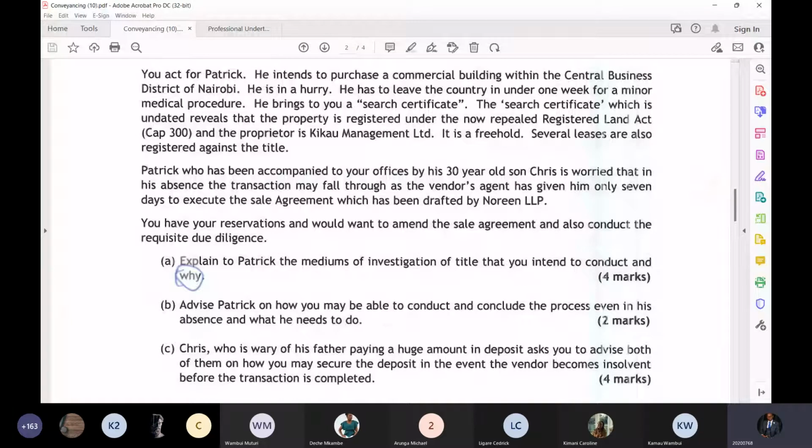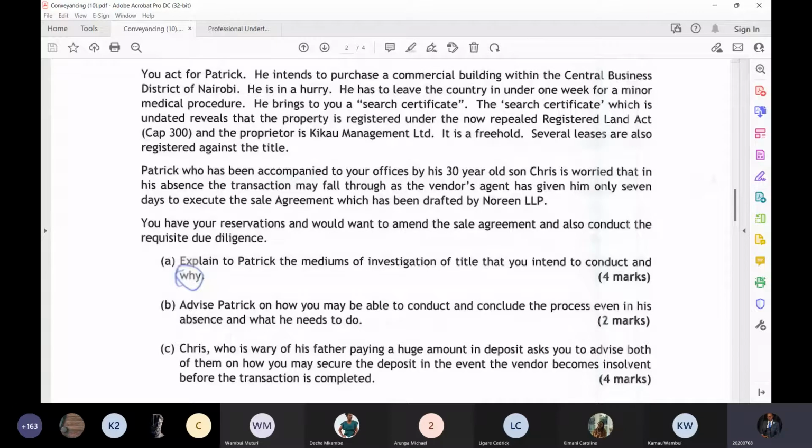That's true. Now here we have this thing. It's not even the LLP, but we have Kikau Management. Oh yeah, sorry about that. So yes, that's true. So you have to do it in the company's registry. You need to know the directors, what are the faces behind this company. Yeah?